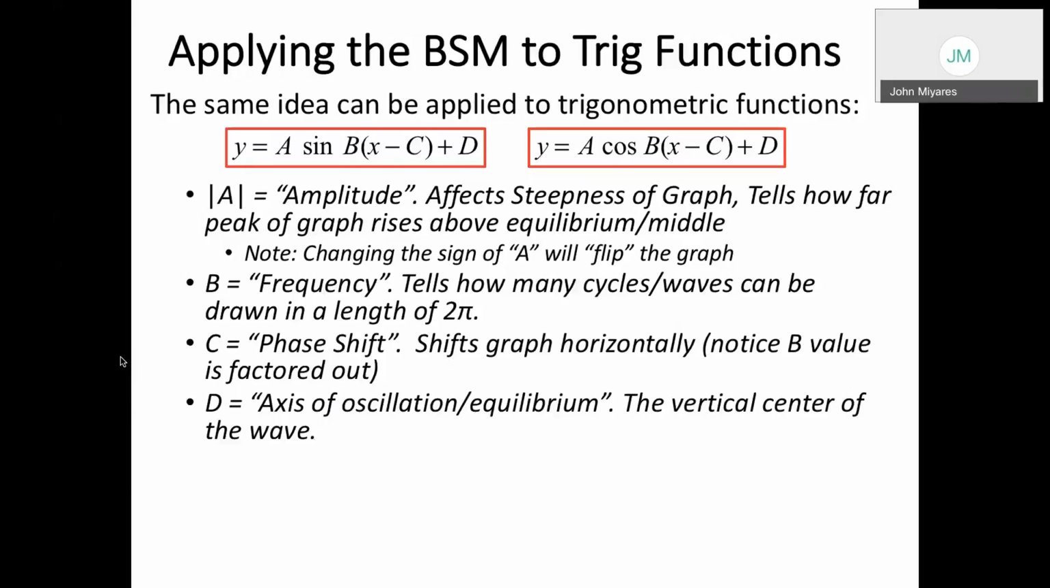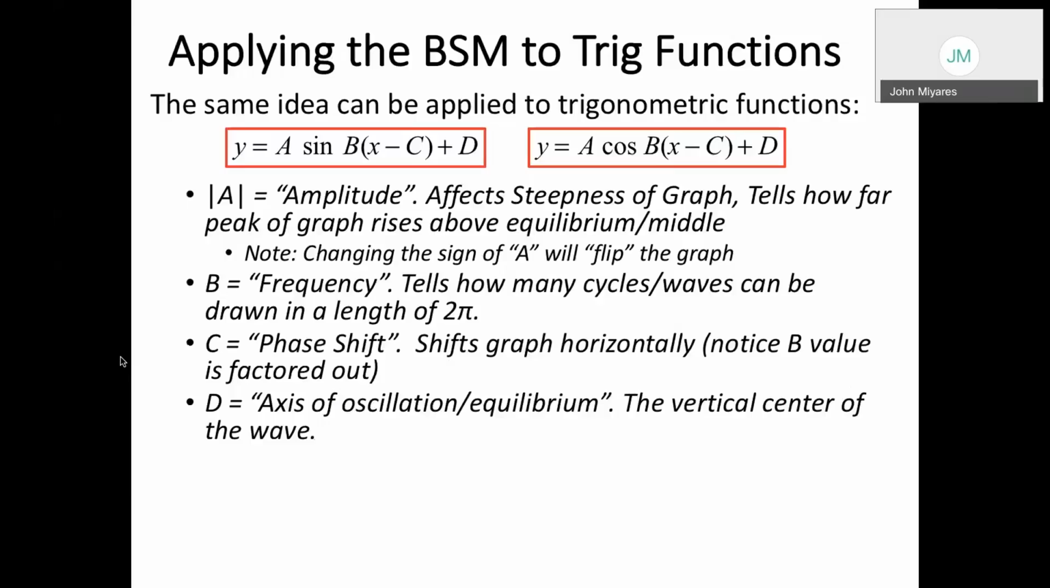If we were to subtract 4 on the end for our value of d, so the function looked like y equals cosine of x minus 4, then the axis of oscillation would be at y equals -4. The amplitude is always measured by how high above or how low below the axis of oscillation the wave will be when we rise or fall.